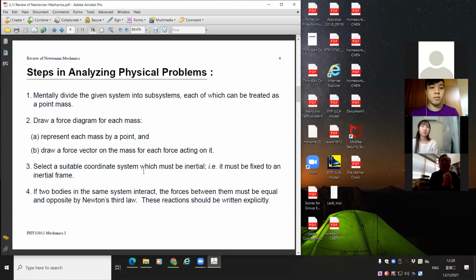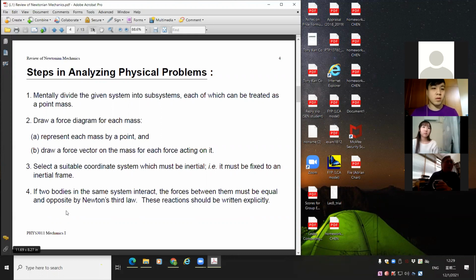But we all know that the physical laws will remain invariant with respect to all inertial frames. So inertial frames are very important for analyzing physical systems.